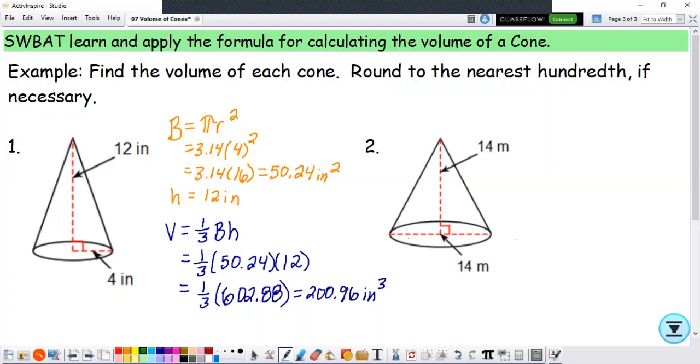On the second one, the 14 meters we see across the bottom is actually the diameter of our base. So we need to find the radius. Remember, radius is just half the diameter, so that's going to be 7 meters. So to find the area of our base, pi r squared.